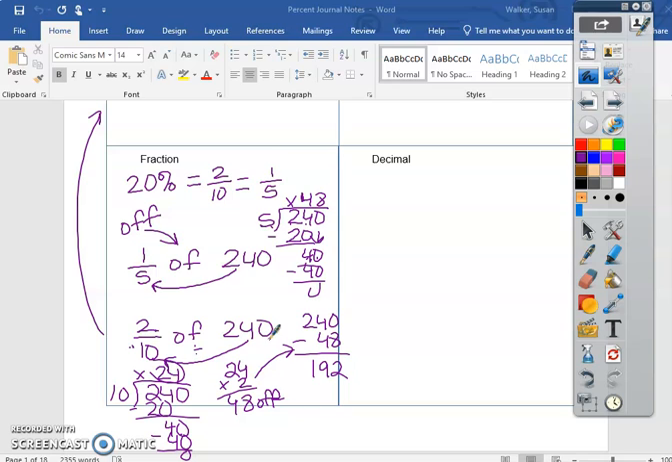So I want you to look, we divide, then we have to multiply if we have more than 1 part. Here we only had 1 part, so I didn't have to multiply. Here I had 2 parts, so I did have to multiply. Okay, so that is our first video on finding a percent of a number.